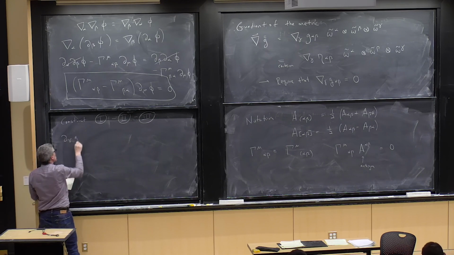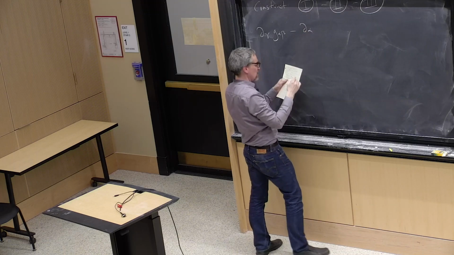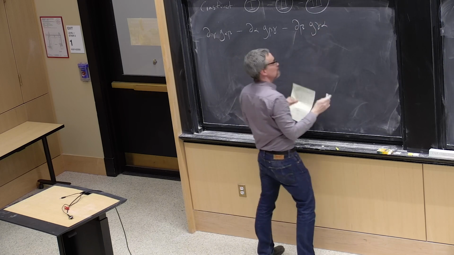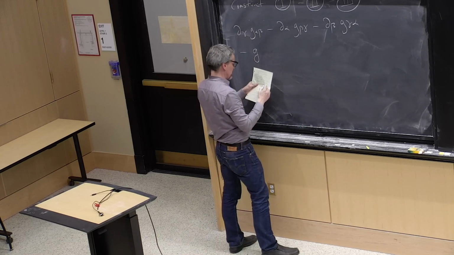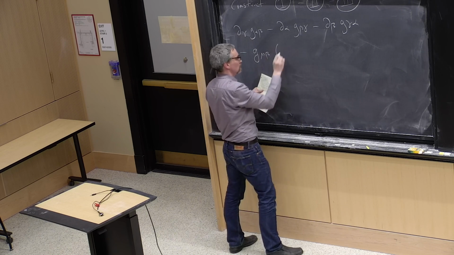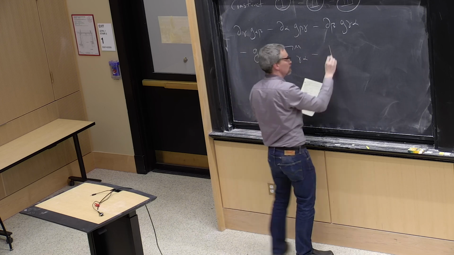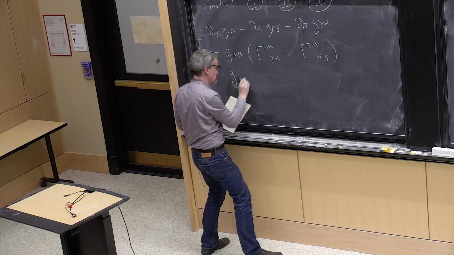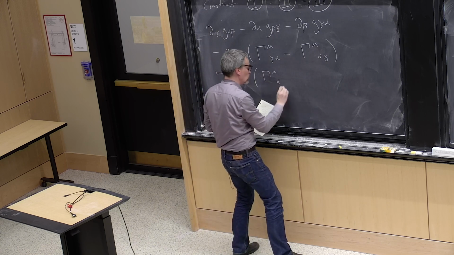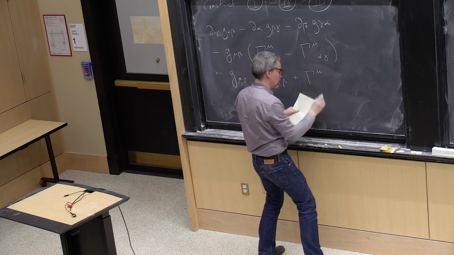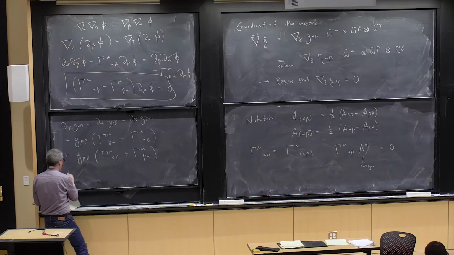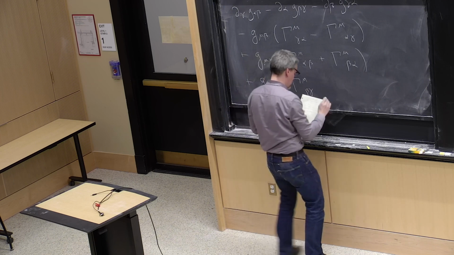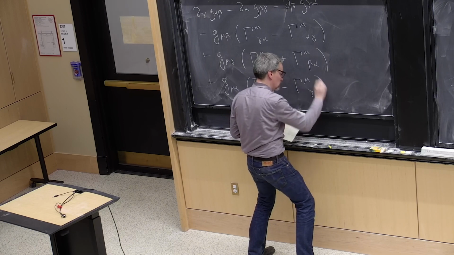So I'm going to get one term that are just these three combinations of derivatives, beta gamma, okay, and I get something that looks like this. Let me write this out and then pause and make a comment.